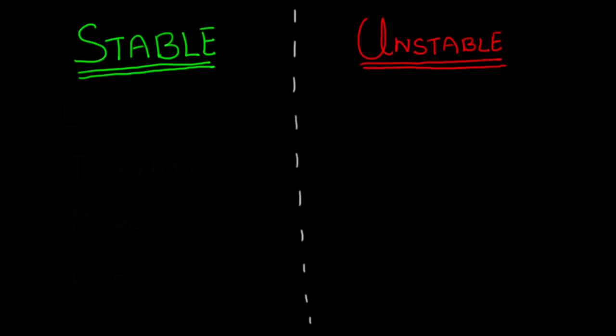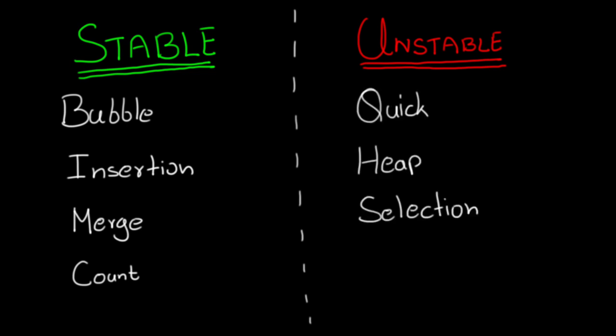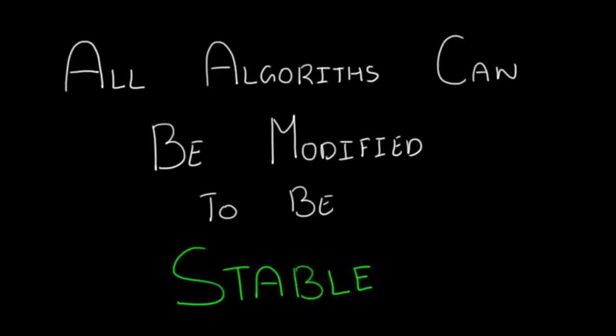Let's now take a look at some examples of stable and unstable sorts. So by nature, bubble sorts, insertion sorts, merge sorts, and counting sorts are stable sorts, while quick sort, heap sort, and selection sort by nature are unstable. The reason I keep saying by nature is because these algorithms can be modified in order to be stable. And that should be it for the video.